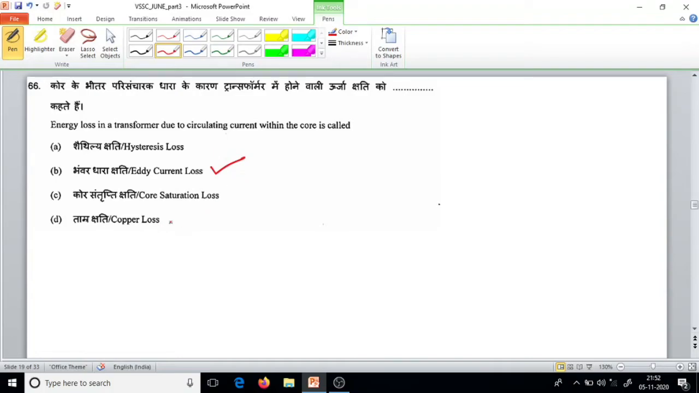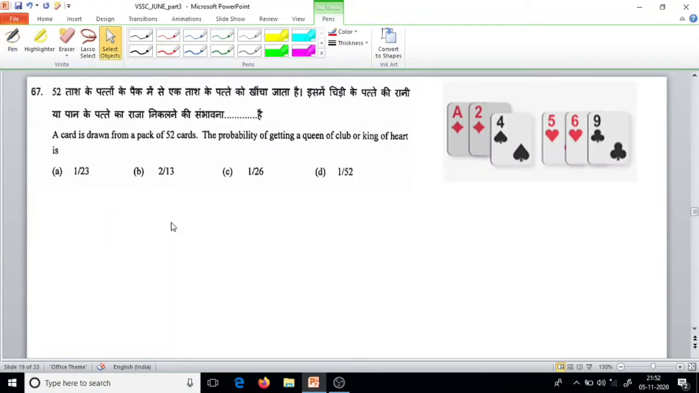Question number 67. This is from probability. A card is drawn from a pack of 52 cards. The probability of getting a queen of club or king of heart. So in a pack of cards, there are 4 types of cards. This symbol is the heart. It's a diamond card.